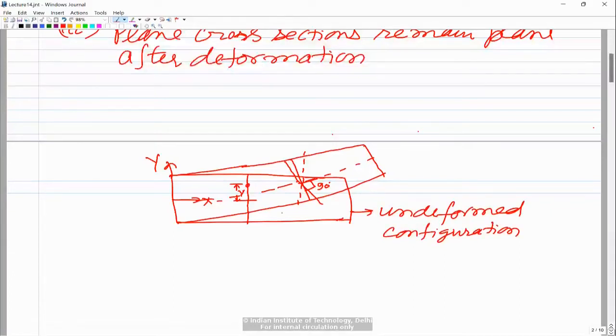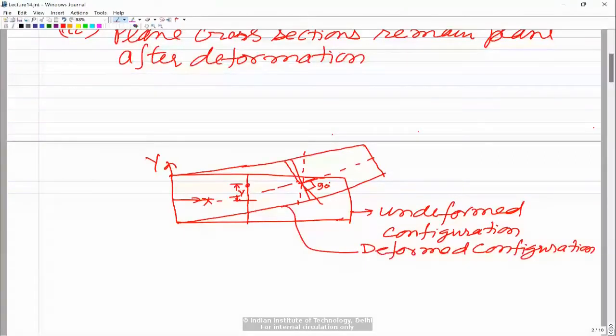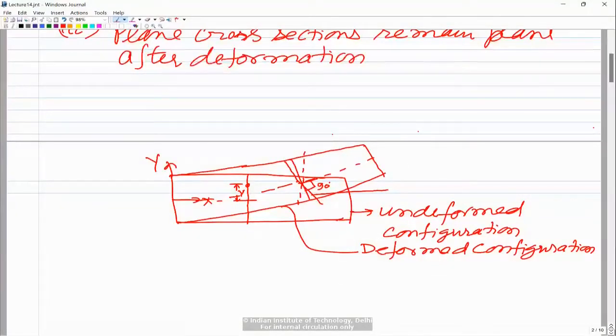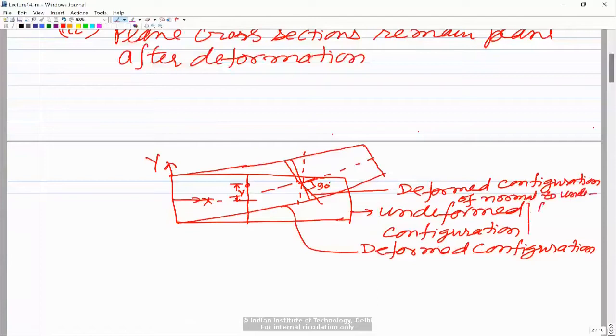This is the deformed configuration, and the various lines, if you see, so here what I have sketched is actually the deformed configuration of the normal to the undeformed middle surface. So now that is one.